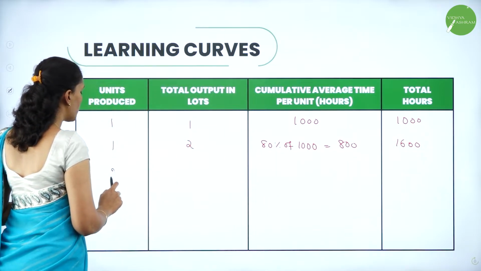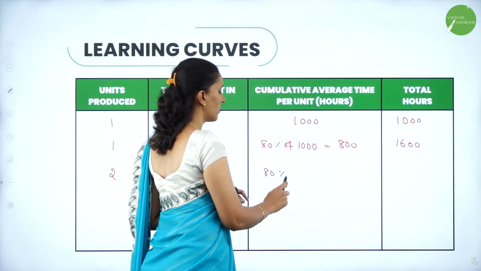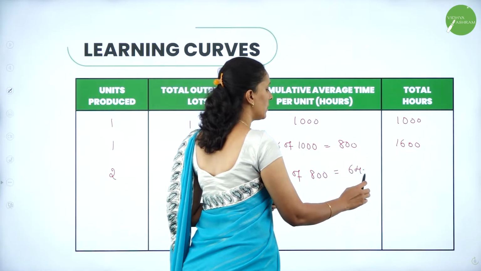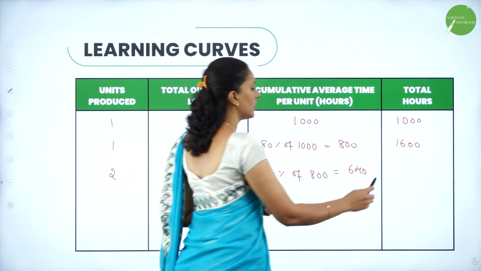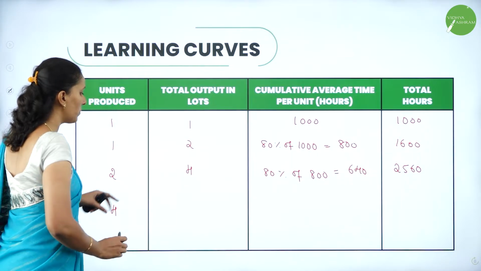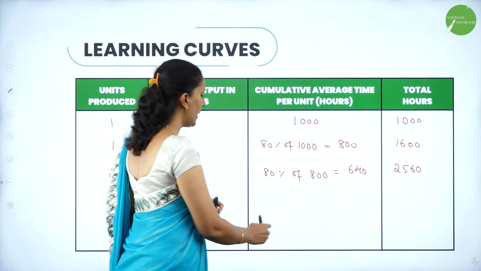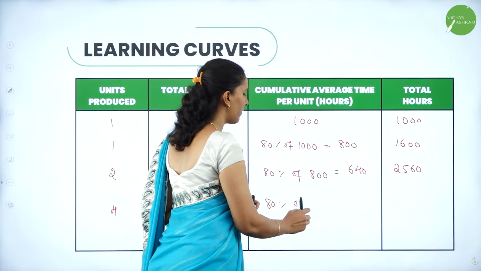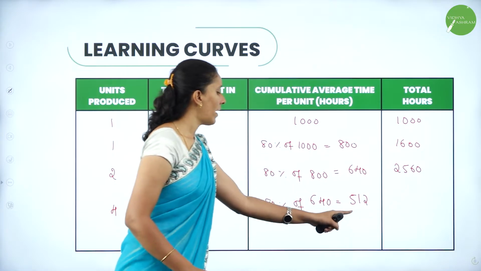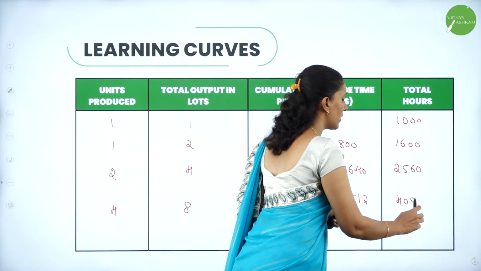Next we will produce 2 more outputs, so 2 plus 2, 4. Again 80% of 800 is equal to 640. So 640 into 4 is 2560. Next we double the outputs. Every time you need to double the outputs here. So 4 plus 4, 8. Again 80% of the previous, that is 640, so here you will get 512. Now 512 into 8 lots, therefore the total labor hours will be 4096.